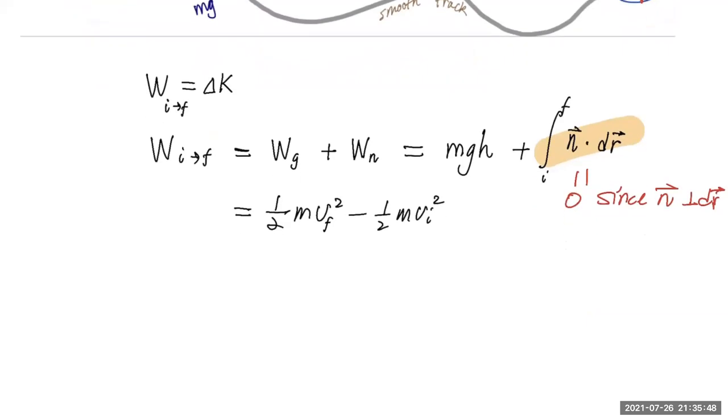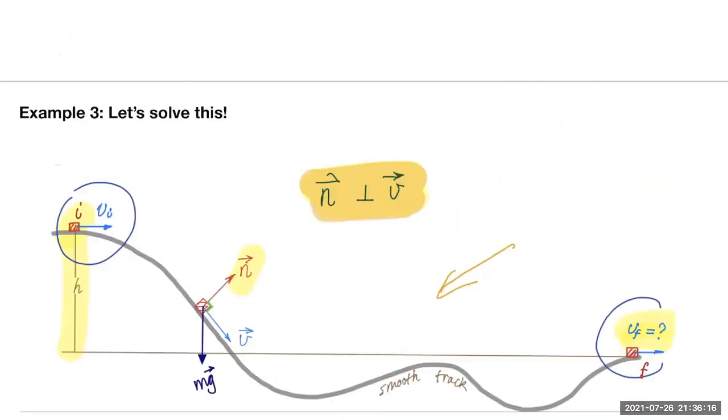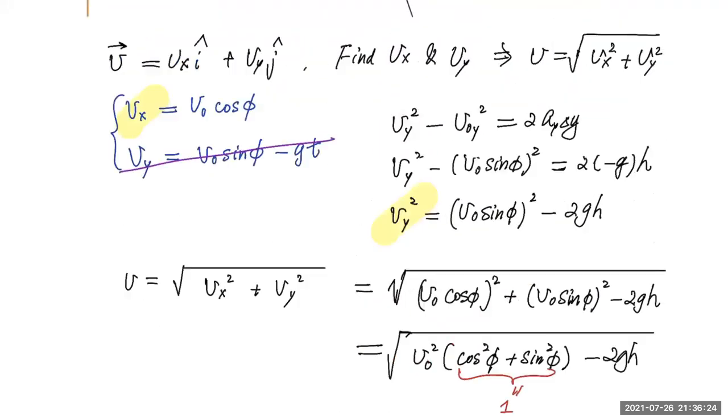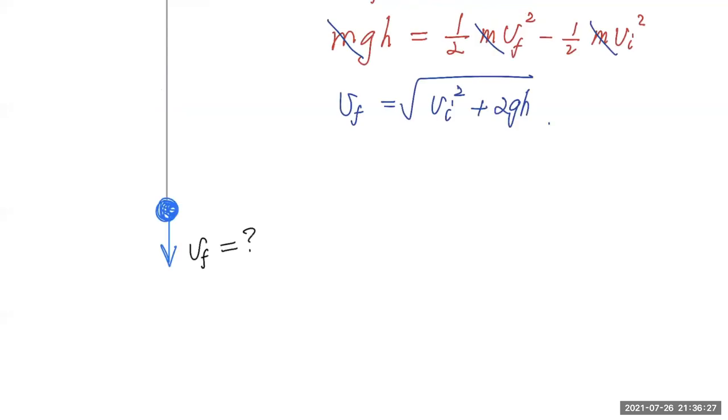And immediately we can solve for v final. Again, cross out all the masses and you get v final equals the square root of v initial squared plus 2gh. Wow, look at how simple it is. Indeed, the detailed shape of the track makes no difference. Okay, and this expression, in fact, looks very similar to the one you see here, except this is going downwards, so the increase is in speed, not decrease, and it's actually identical to the answer we got in the first problem, this problem.